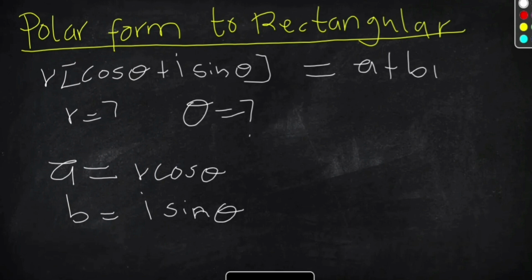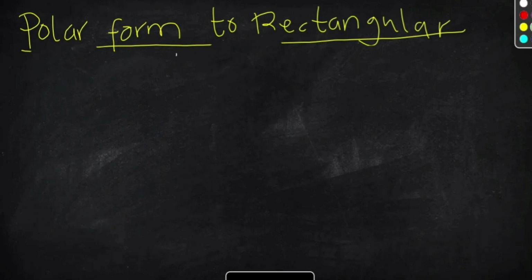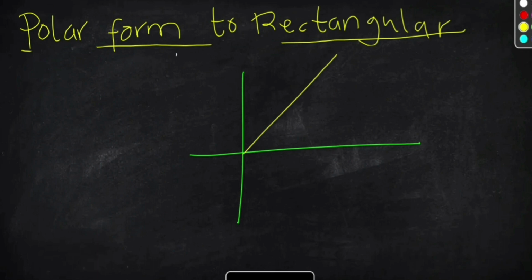Let's prove this. So proving this, let's go back to our Cartesian plane. If we have our angle here, this is A and this is B. Let's name our angle alpha and our radius r. So given alpha and a radius r, how do we find A and B?